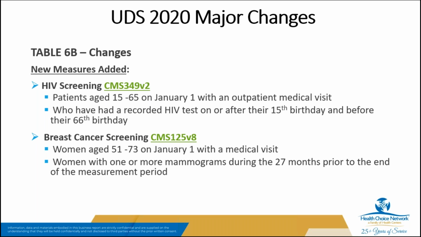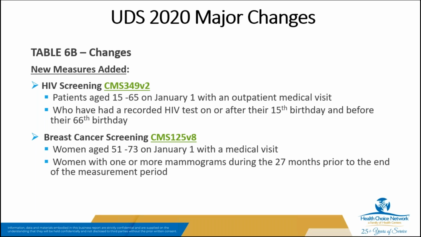on this particular measure. So this measure is looking at all patients aged 15 to 65 as of January 1st of the measurement period and who've had at least one outpatient medical visit. And it's going to look back and check if they've had an HIV test done anytime on or after their 15th birthday and before their 66th birthday. So it's basically looking for at least one HIV test done at any time between those ages, 15 and 65.